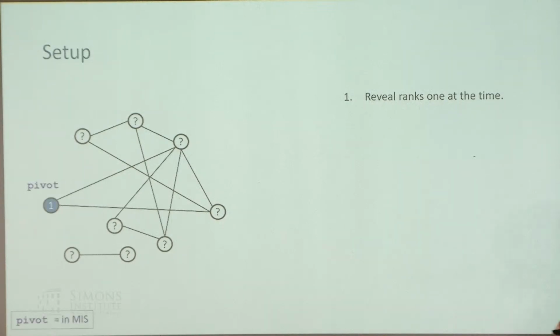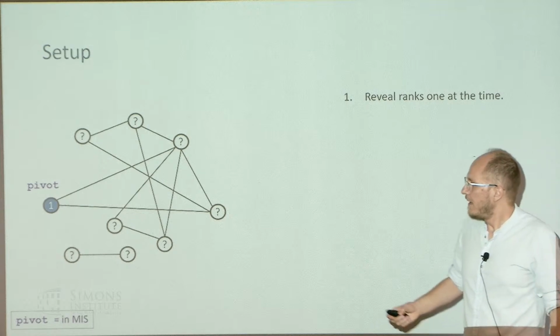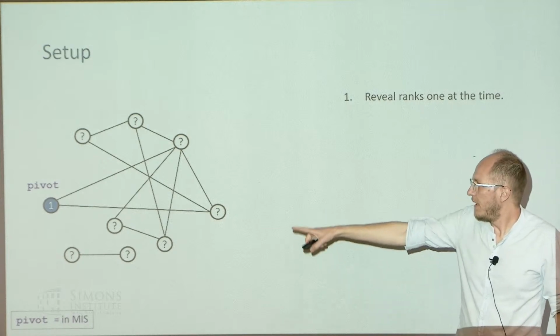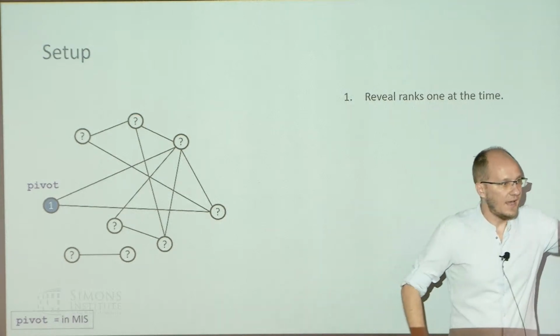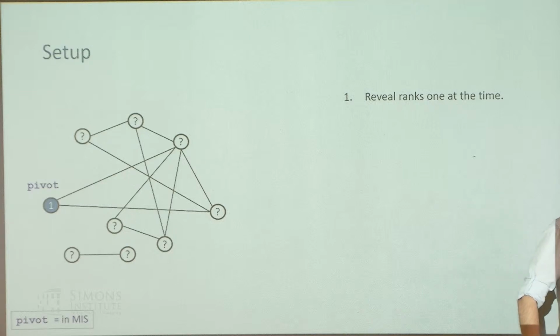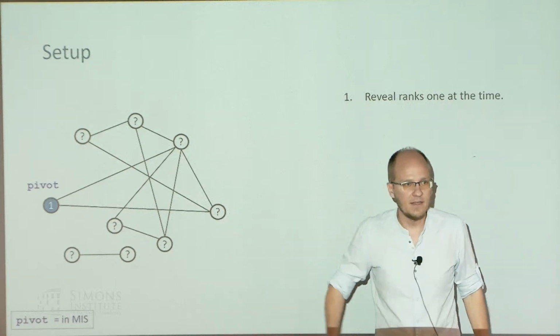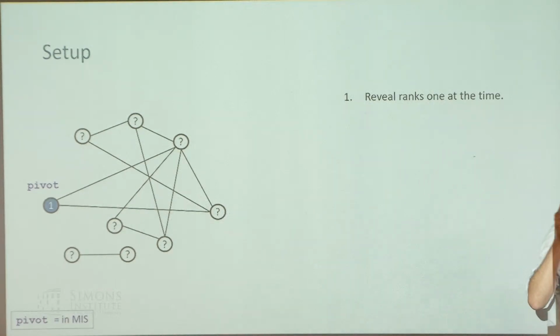So for instance, at time 1, I just see that this vertex has rank 1. I can immediately deduce that this vertex is pivot, or equivalently, this vertex is in MIS. But I can deduce something more.